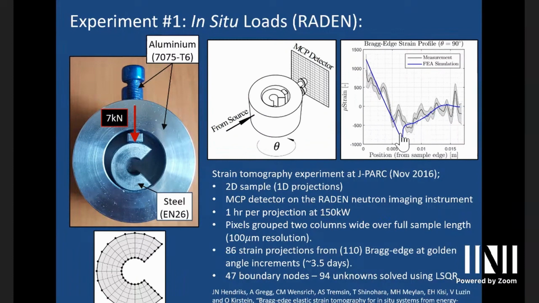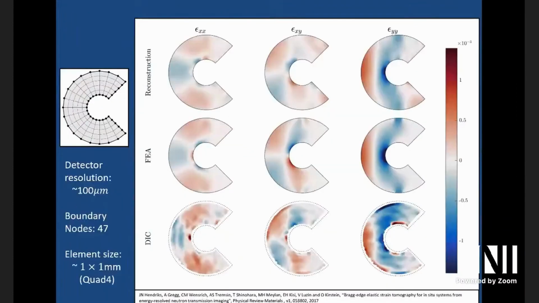essentially like that movie I was showing before. And from, I think we were 86 projections, and from those 86 projections, we assembled enough information to solve where we got 47 boundary nodes, so just 47 nodes around the surface, and throw that into a finite element model and solve, and we got pretty good results, right?